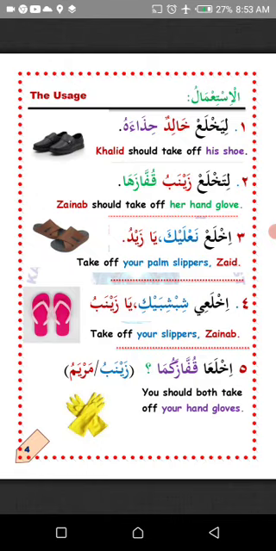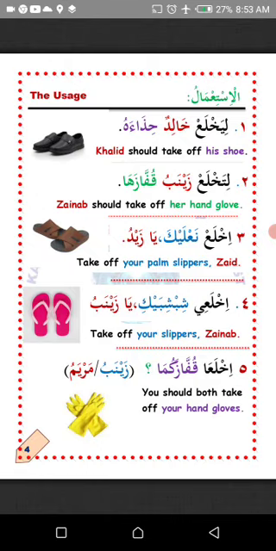Al-isti'mal, now the usage. Number one: لِيَخْلَعْ خَالِدٌ حِذَاءَهُ. Liyakhla' Khalid. Khalid should take off حِذَاءَهُ, his shoe.